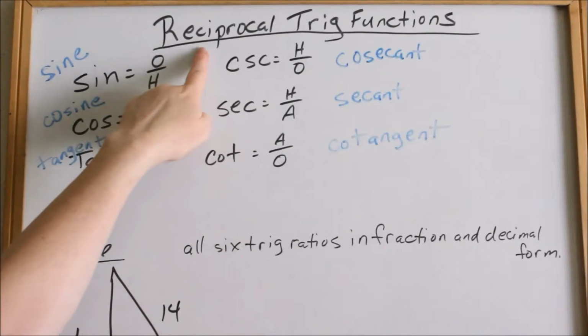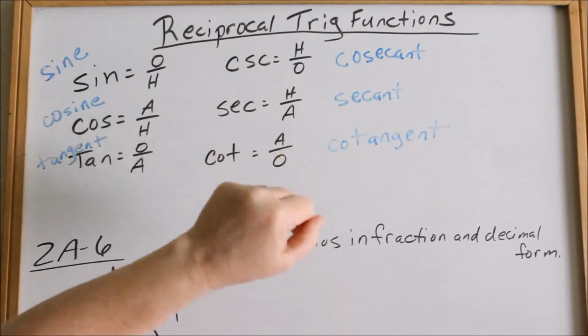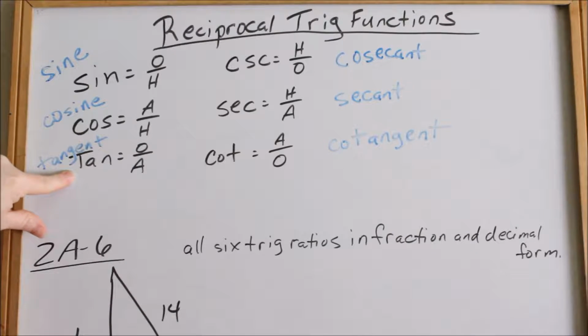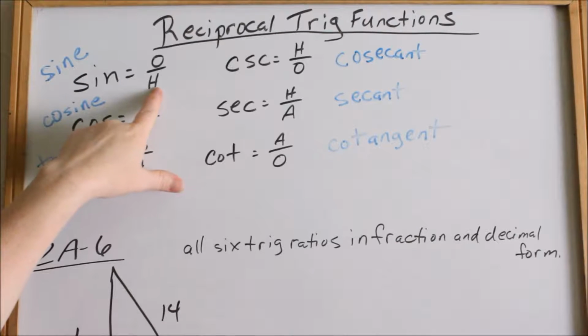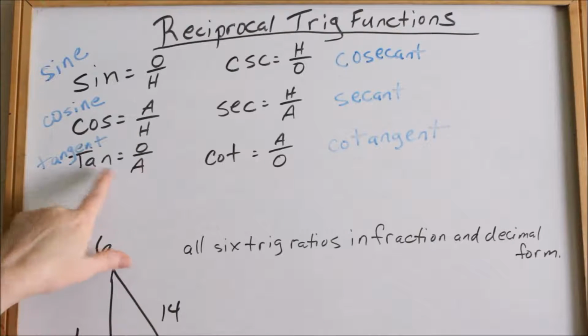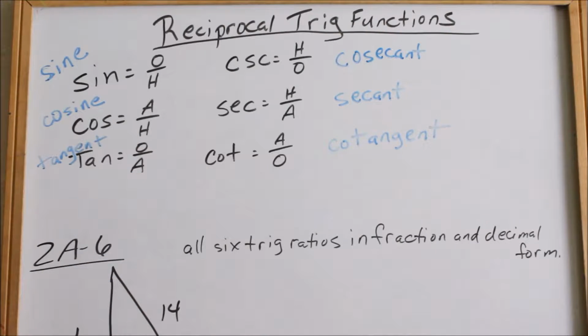Okay, today we're doing reciprocal trig functions. So your base trig functions are sine, cosine, and tangent. These are your fundamental ones that you will see on your calculator. And remember, we did the SOHCAHTOA to help you remember sine, cosine, tangent. Sine is opposite over hypotenuse, cosine adjacent over hypotenuse, tangent is opposite over adjacent.